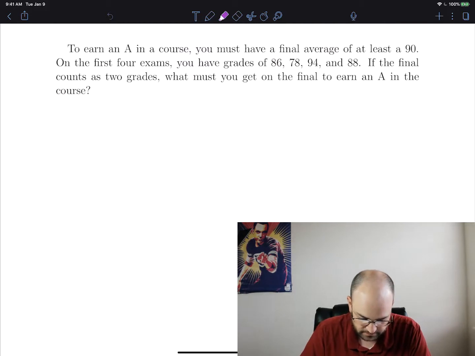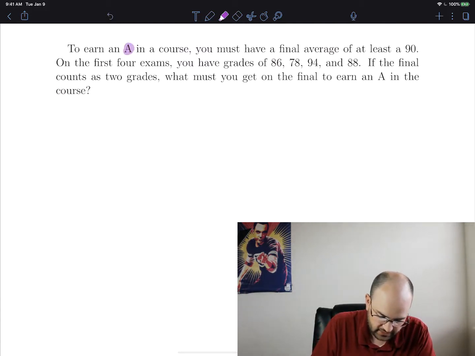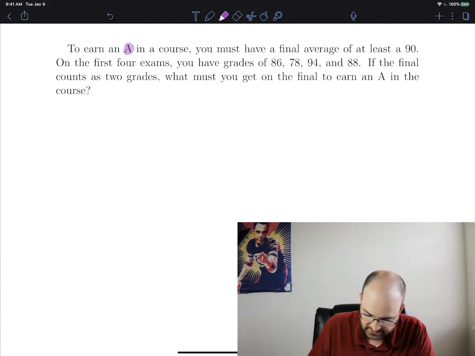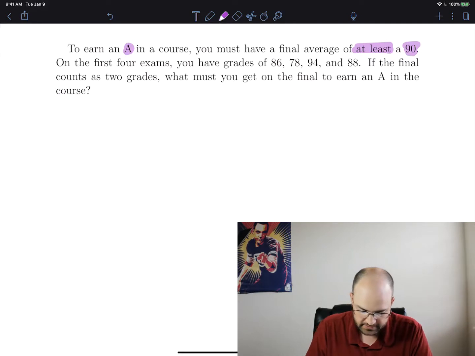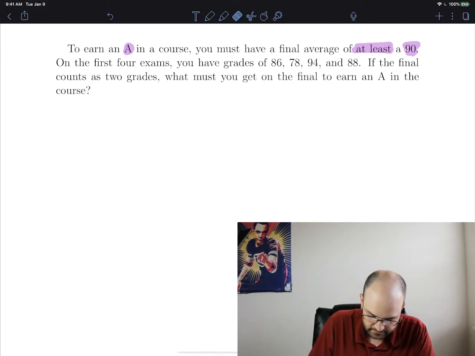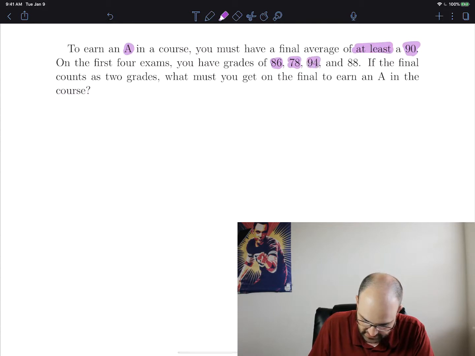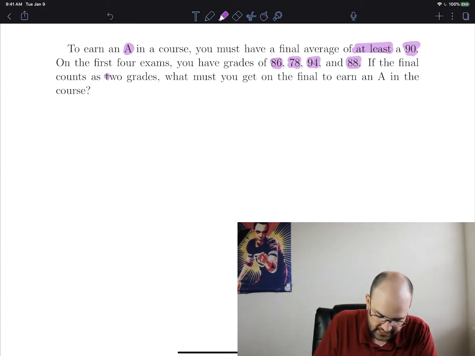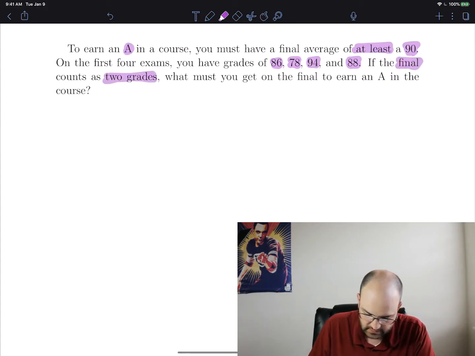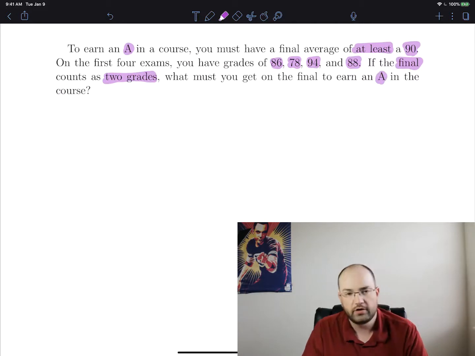Let's go back through it. We want to get an A in the course. It means it has to be at least a 90. So for the first 4 exams, we have 86, 78, 94, and 88. Now the final counts as 2 grades, and we want to get an A in the course. Okay, so what should we get on the final?